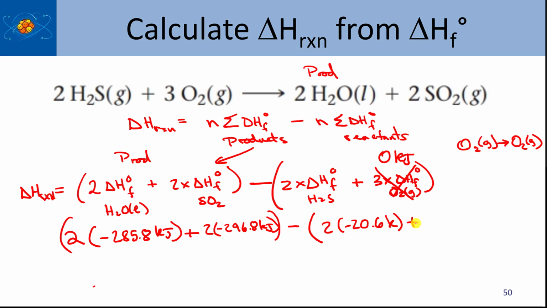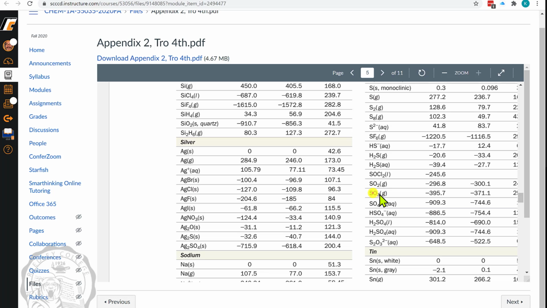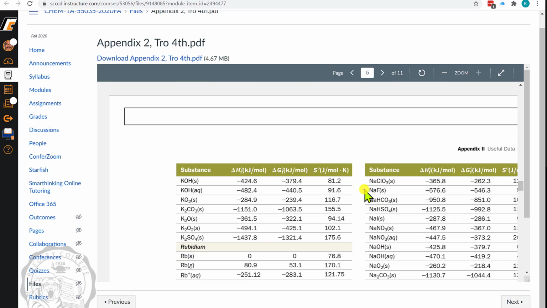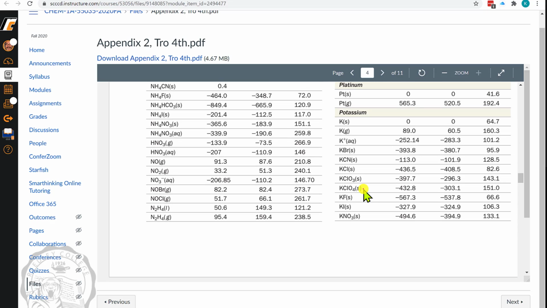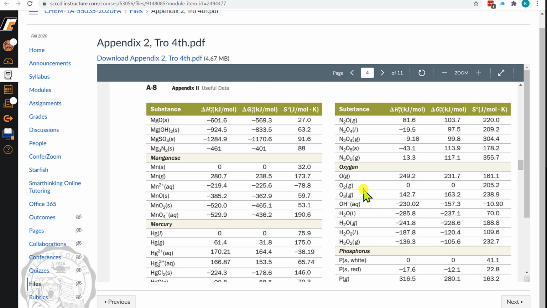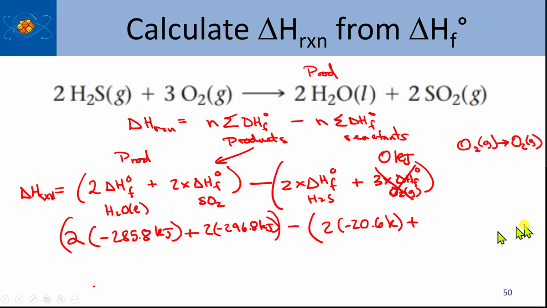Plus, and then we'll verify that O2 gas is 0. So now we've got to go back to oxygen. I should have probably checked it earlier. You notice O2 gas is 0 because it is the reference form. So to form O2 gas from O2 gas takes no energy at all. You can see a couple others here, like mercury liquid. Those are the reference forms. So I can put in 3 times 0 here, but that doesn't really matter because that's going to go away. And now I get to do the math.